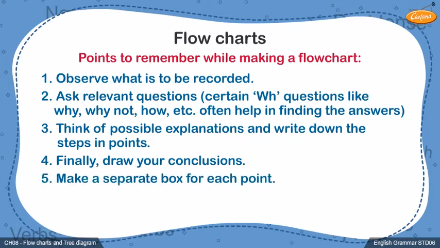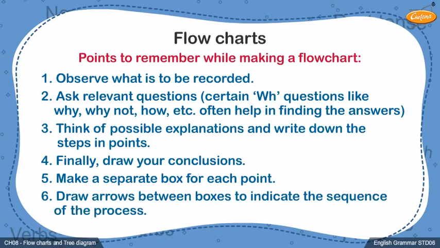Make separate boxes for each point as shown in the lemonade recipe flowchart. Draw correct arrows between the boxes to indicate the sequence of the process. The arrows in the flowchart indicate the flow, that is, direction of the process. These steps should be followed, and when written using arrows in a proper sequence, help us create a flowchart or a flow sheet explaining the entire process at a glance.